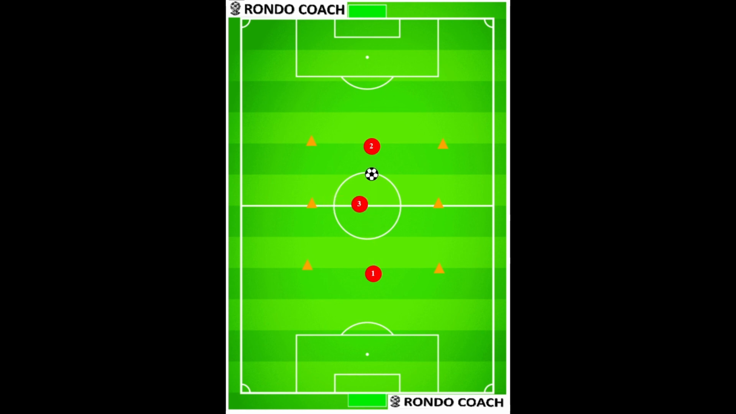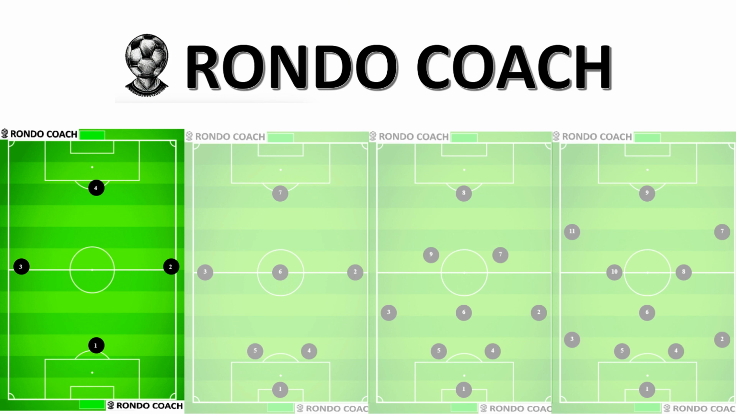So let's break down into steps how we are doing each of these stages: 4 against 4, 7 against 7, 9 against 9, and 11 against 11. So we're starting at 4 against 4. In the US, the youngest kids play 4 against 4. In England, they play 5 against 5 just by adding a goalie. At 4 against 4, essentially there's no goalie at that point, or at least they can't use their hands.